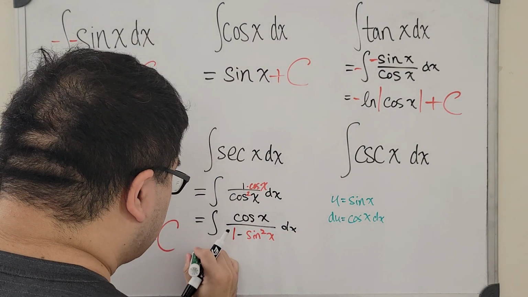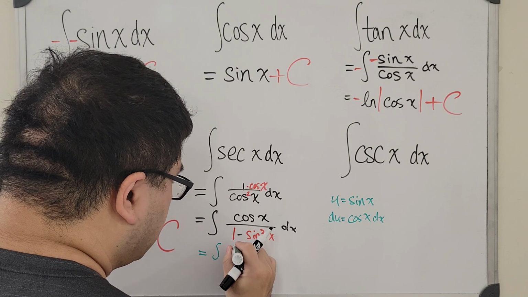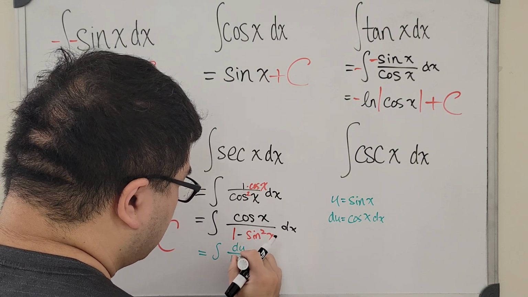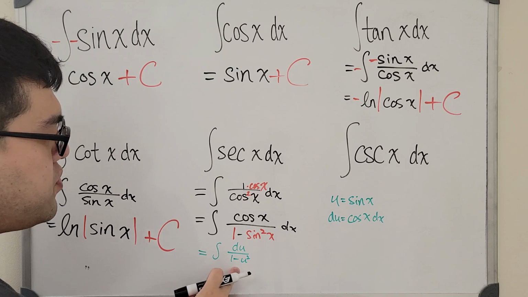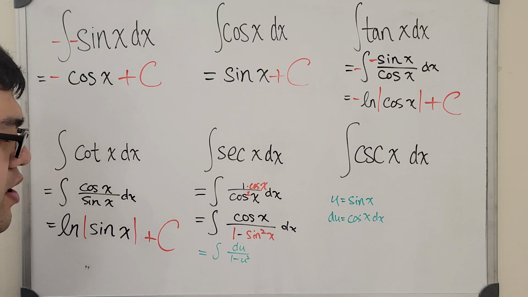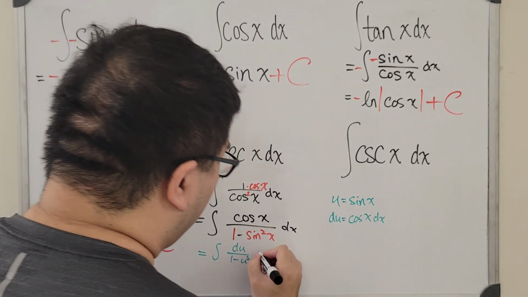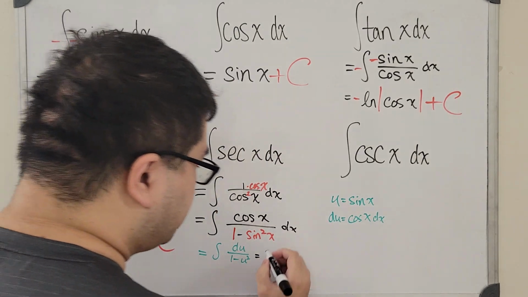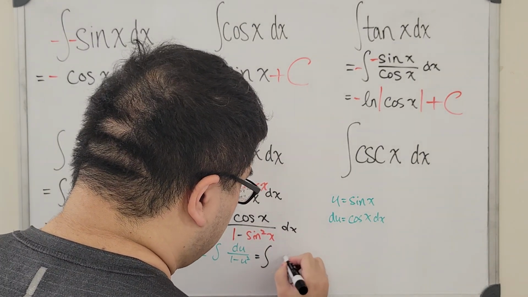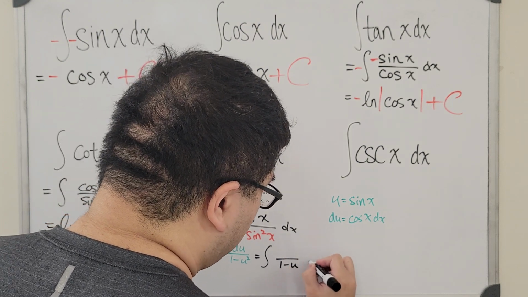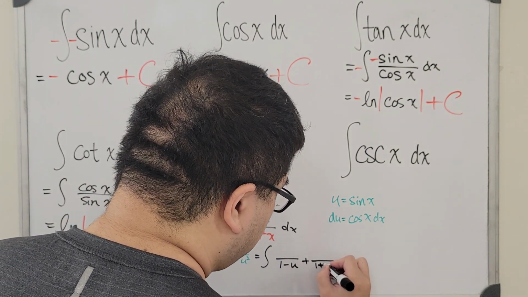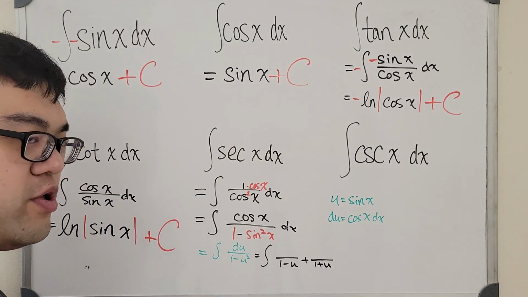So if we do that, this is going to give us du over 1 minus u squared. And again, we have 1 minus u squared on the denominator. We can factor it out and use the partial fraction decomposition, so that we actually get 1 minus u and 1 plus u on the denominator.